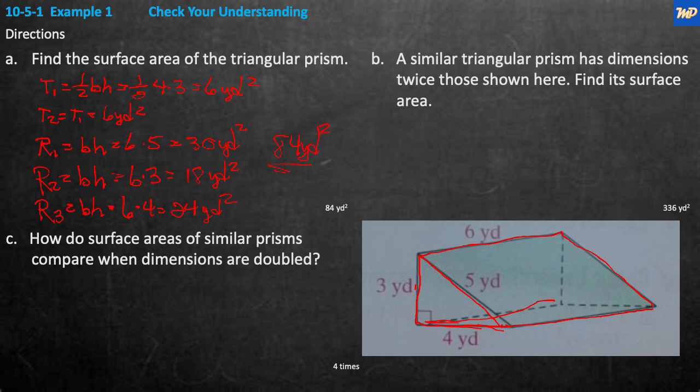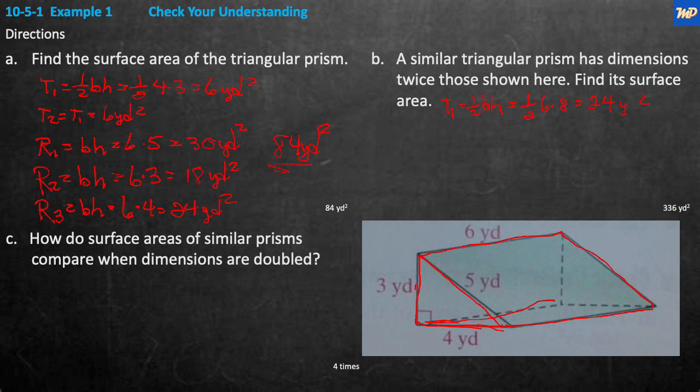I can do one thing. Let's just do T1. If the areas are doubled, T1 is equal to 1/2 the base times the height, and that equals 1/2 times, not 4 times 3, it's doubled, 8 times 6, or 6 times 8. So 48, half of that is 24 yards squared. I'm running out, it's not writing.